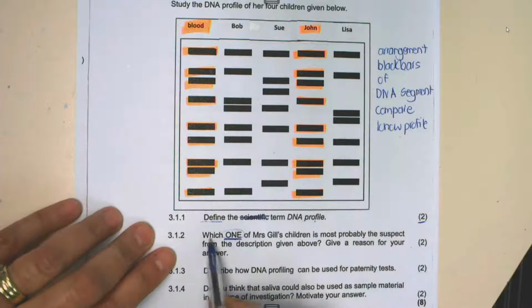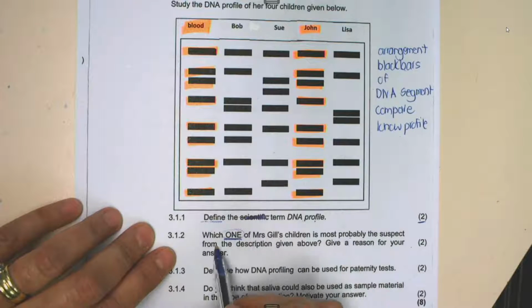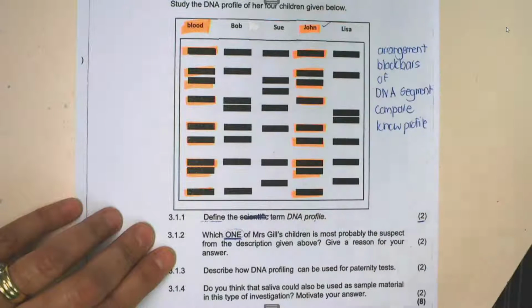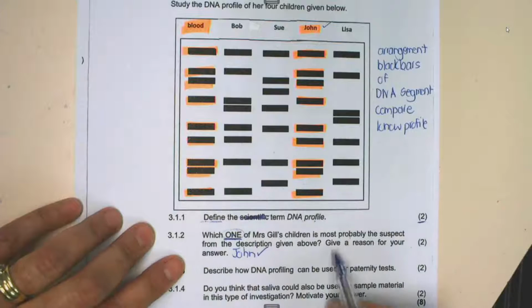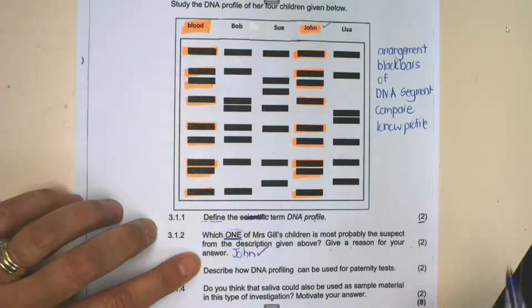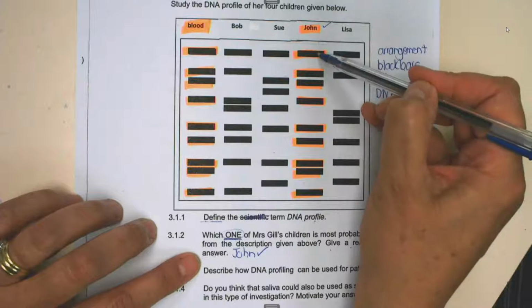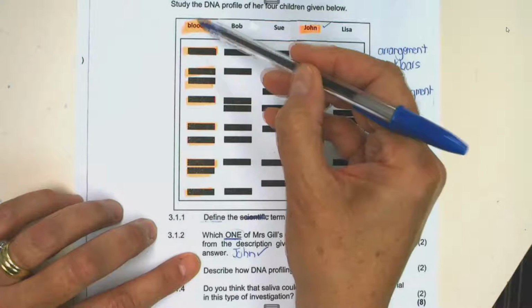Okay, so which one of Mrs. Gill's children is most probably the suspect? Now that we have, we know it's John. So that is your first mark, John. Then they say, give a reason for your answer. How do we know it's John? We know because the DNA profile of John matches the DNA profile of the blood sample.